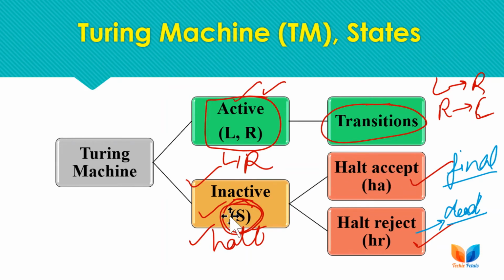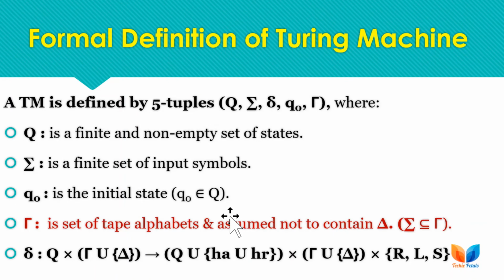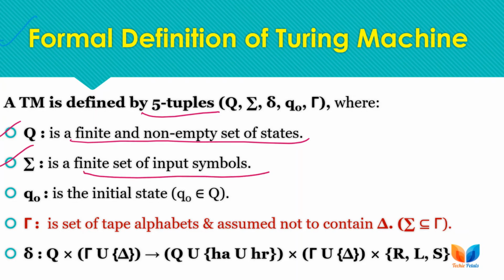Okay, now these are the formal tuples, or the formal definition, for the Turing machine. A Turing machine is defined by 7 tuples, where Q defines the finite and non-empty set of states. Sigma defines the input symbols, like DFA, FA and PDAs. Now Q naught defines the initial state, and Q naught is one of the elements of the Q set, because Q naught is also one of the states.